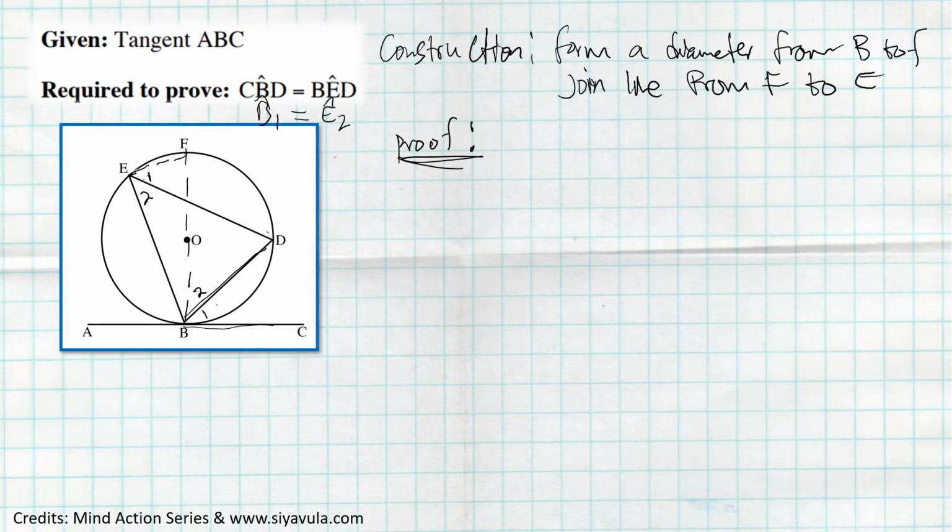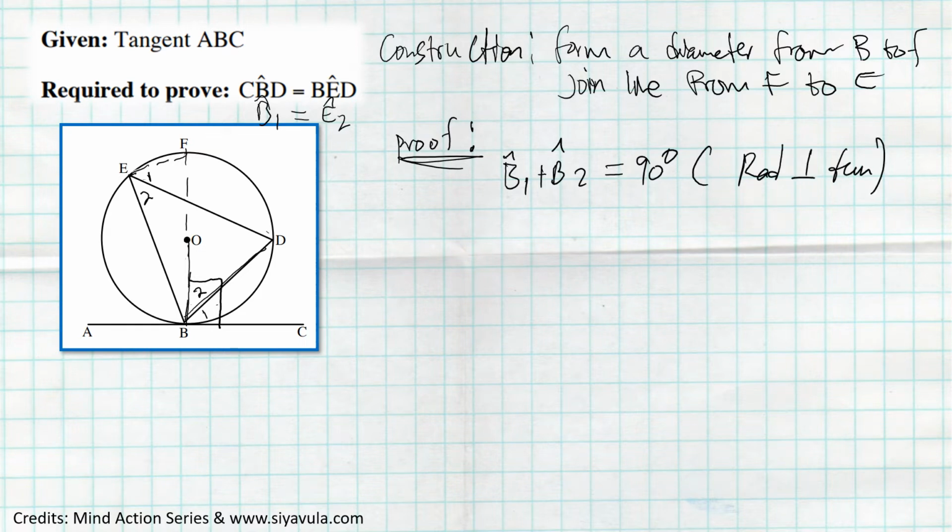According to this construction, we can see some relational approach coming into place. We have a radius and a tangent. We are given that ABC is a tangent. What do we know from theorem number 7? Radius is always perpendicular to tangent. In other words, angle B1 plus angle B2 equals 90 degrees. Why? Radius perpendicular to tangent. That's always the case, according to theorem number 7.